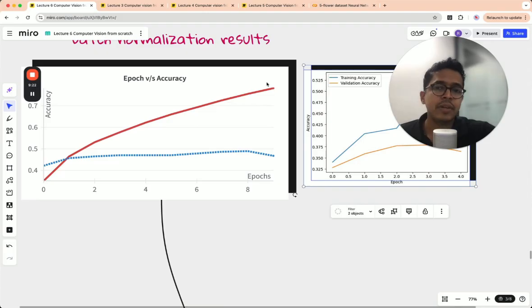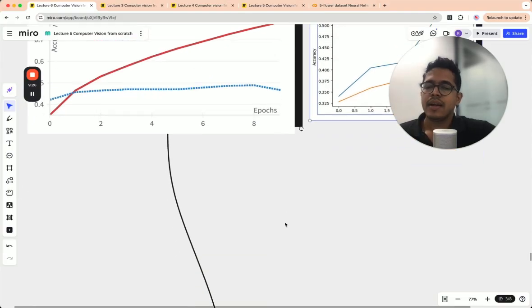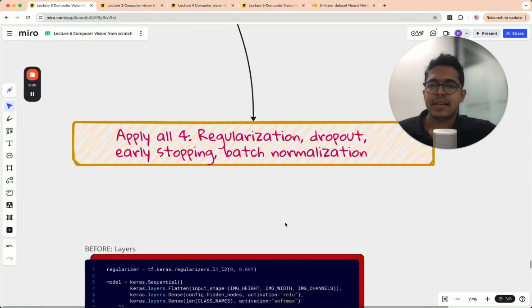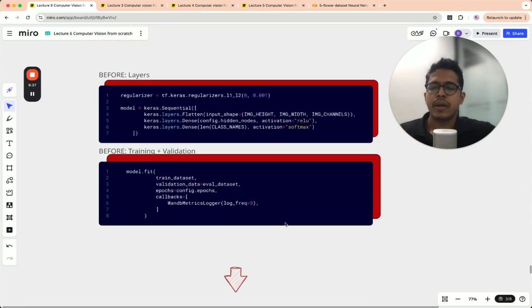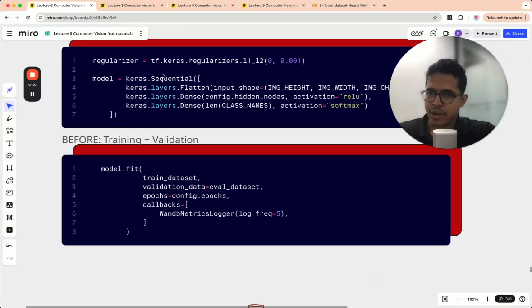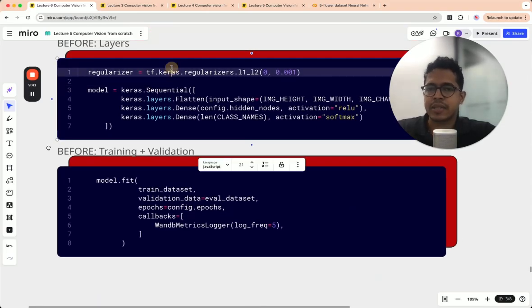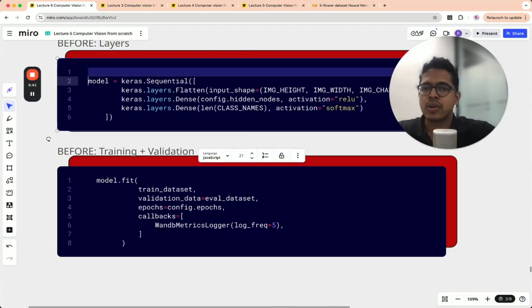But I'm so happy to see this tremendous improvement in training accuracy. Now, what we can do at the very end is apply all 4 at the same time. So we apply regularization, dropout, early stopping, and batch normalization. Before implementing any of this, this is how our code looks. So our code looks something like this.